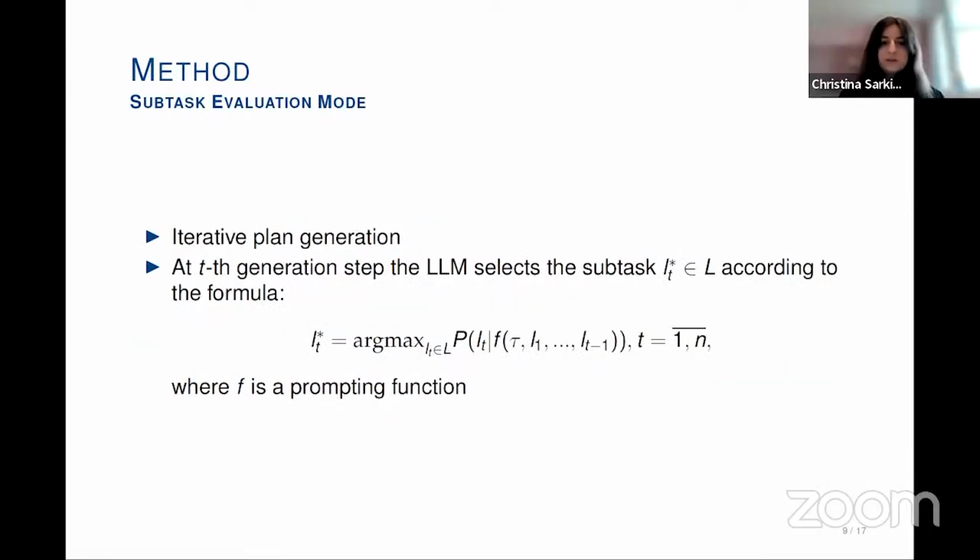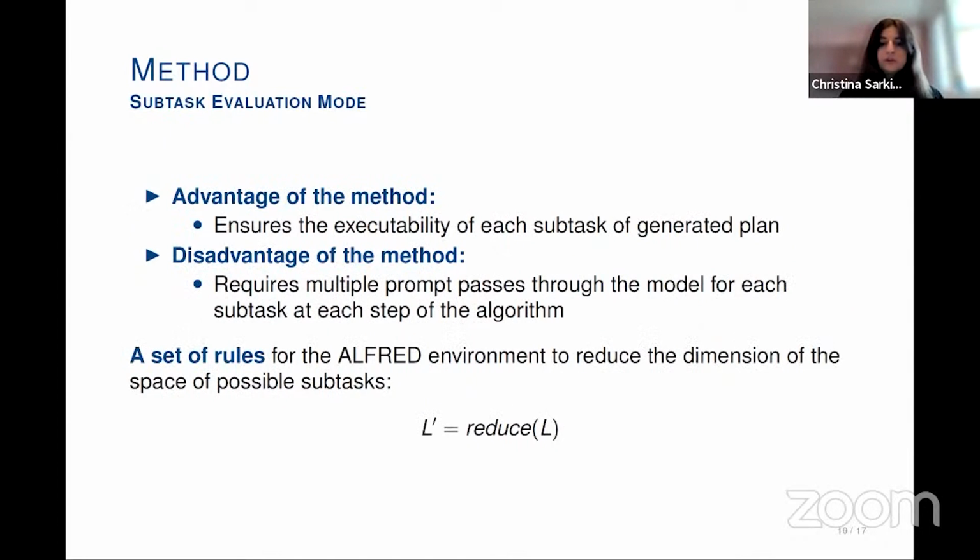Let us consider the next mode, the subtask evaluation mode. In this mode, the LLM is used as a scoring model that predicts the probability distribution over a limited set of subtasks, rather than generating the text auto-regressively. This mode ensures the plan executability due to the model's constrained output. However, it is resource intensive since it requires multiple prompt passes for the model.